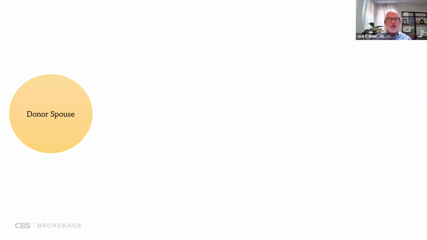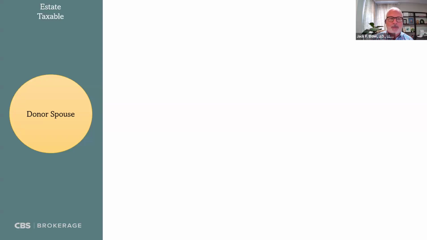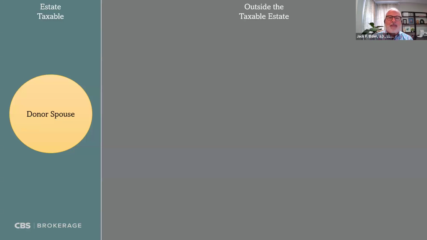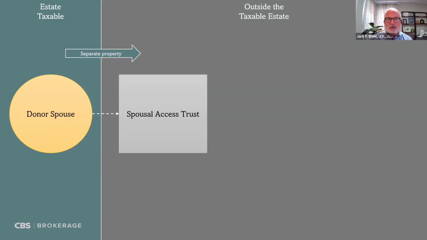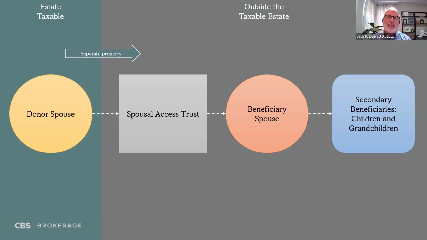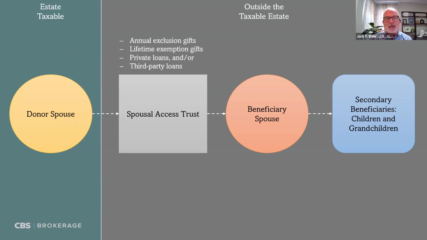So let's look at the flow chart. Here you have the donor spouse, all their assets are in their estate. They want to get assets outside the estate and they want flexibility. So first, they're going to make a gift using separate property, and this is critical, to a spousal access trust. The beneficiary spouse will be a beneficiary, the primary, and then contingent beneficiaries will be future generations.